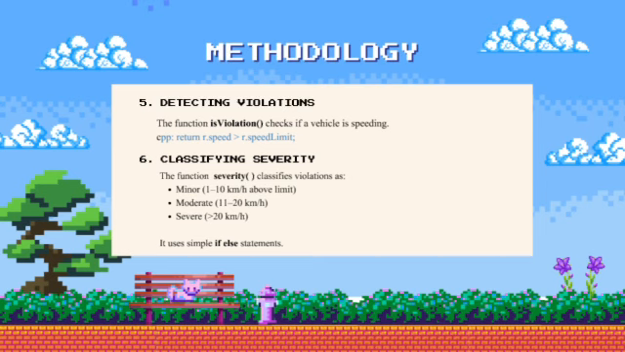This classification uses simple if-else statements and follows the project specification. It helps us understand how serious each violation is.